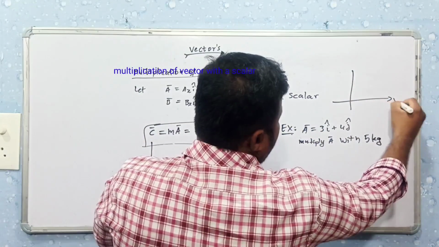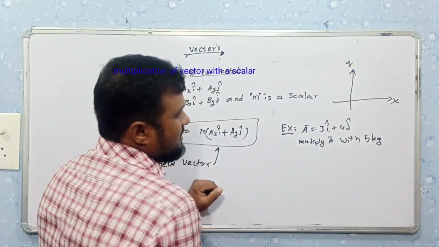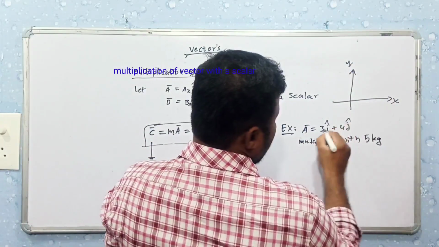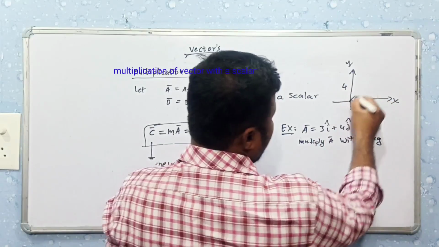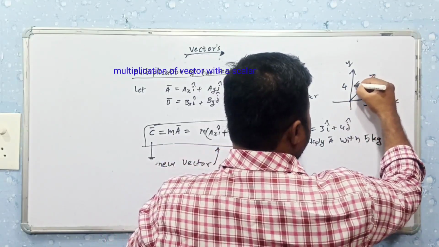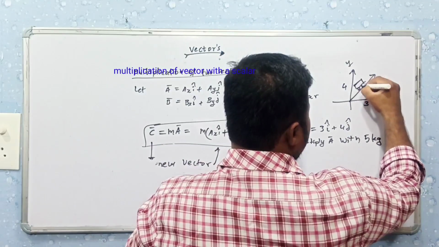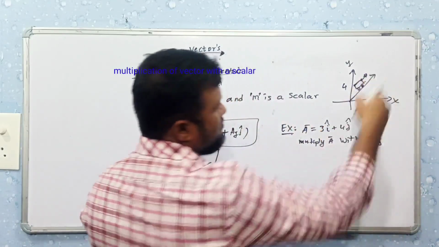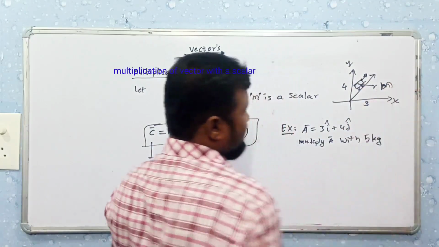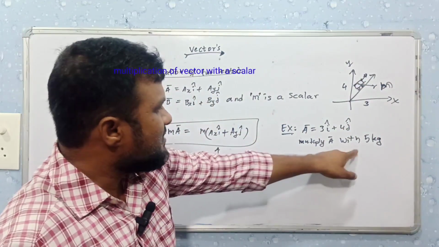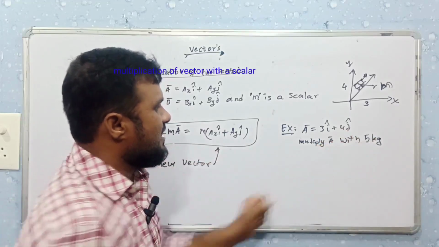So for example, if you take the x axis and y axis, i cap is in the direction of x axis 3, in the direction of y axis 4. A body, let us imagine this is a toy car. Toy car is moving this way, in this direction. Toy car has mass m. Mass m. So multiplication of vector with scalar.